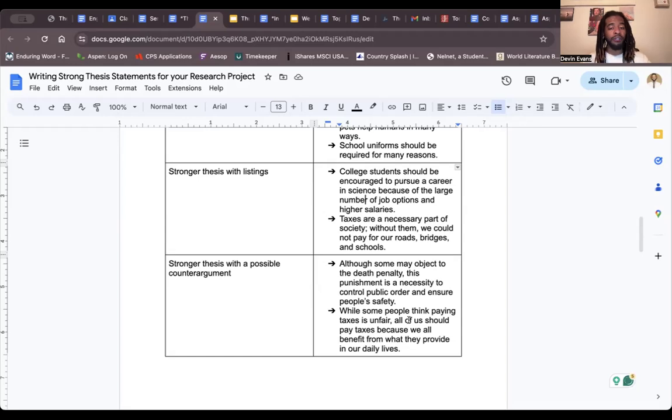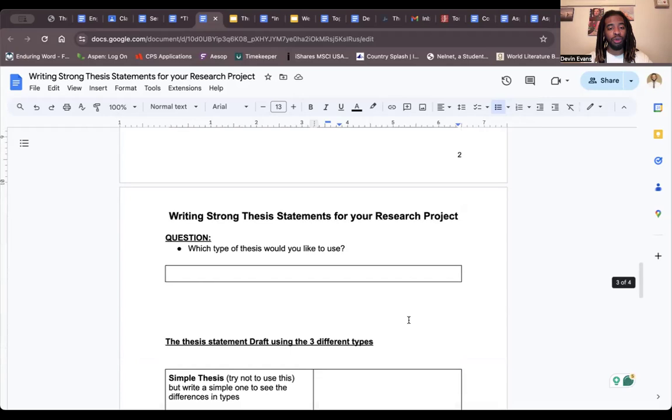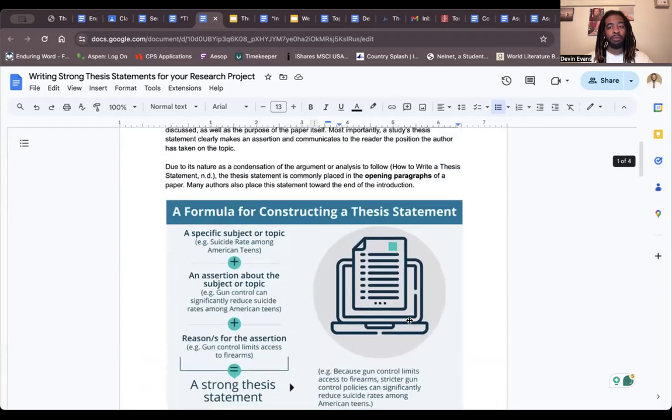So these two here are very powerful ways to write them stronger. And I want you all to think about that as you're doing your thesis statement writing for this paper and for any paper you write in the school year. Okay. So that's that, you all.